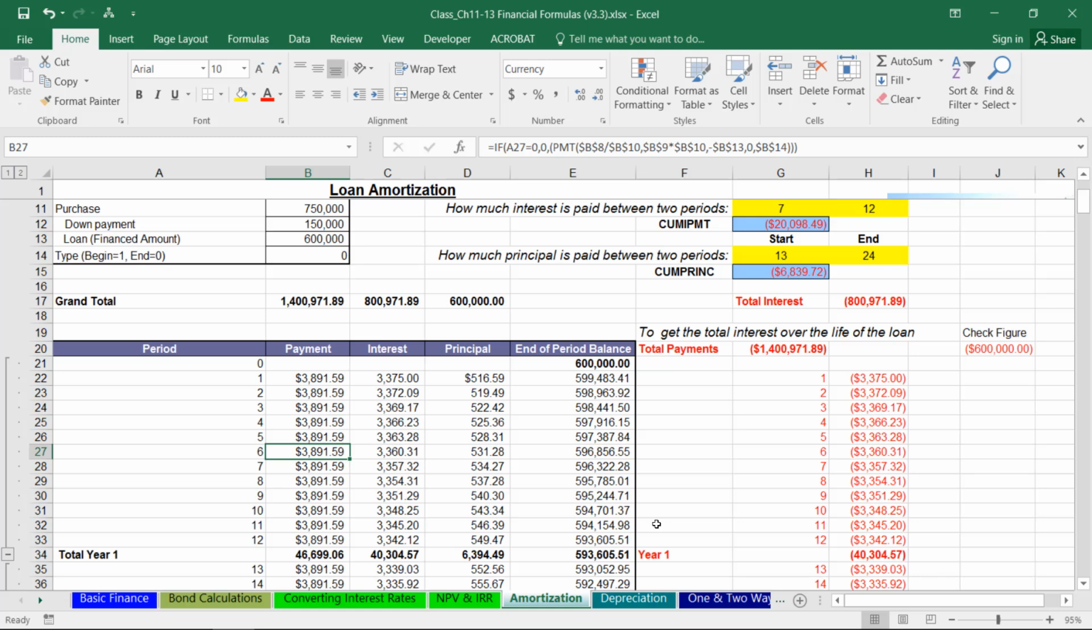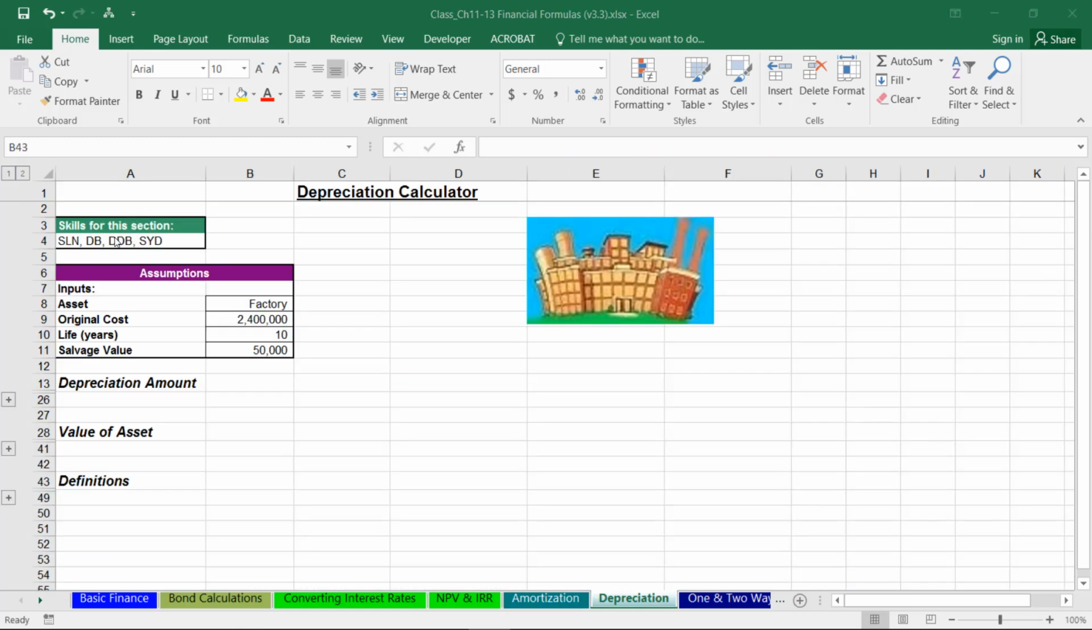Let's move on to depreciation. We have several formulas that will help us with the depreciation. We'll look at them in just a moment. Depreciation is something you should have covered in your accounting classes.